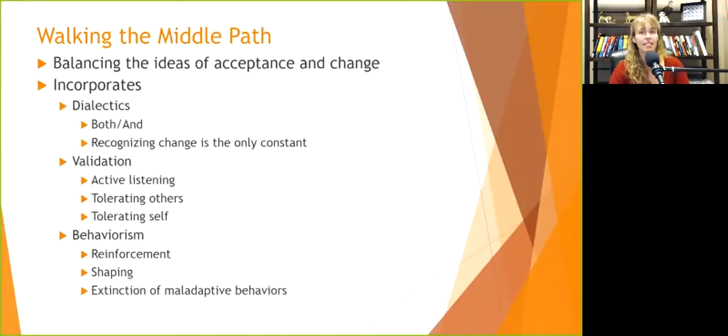Walking the middle path is when we start talking about incorporating the dialectics. It's both and. This is not an example I use with my adolescent groups because it's a little more out there. I'm just using it for teaching. A child who's been abused says, my parent loves me, but my parent beats me. I don't understand. How can they love me and hurt me at the same time?